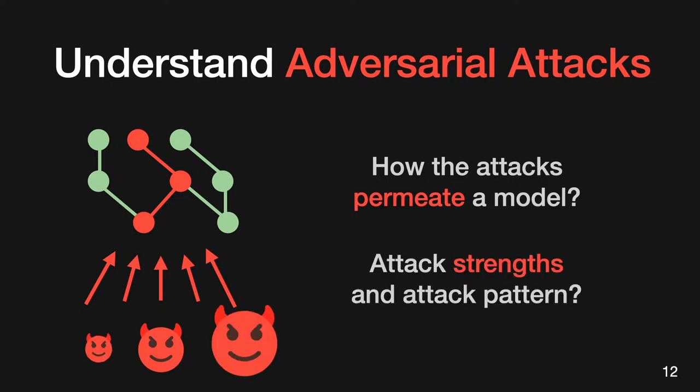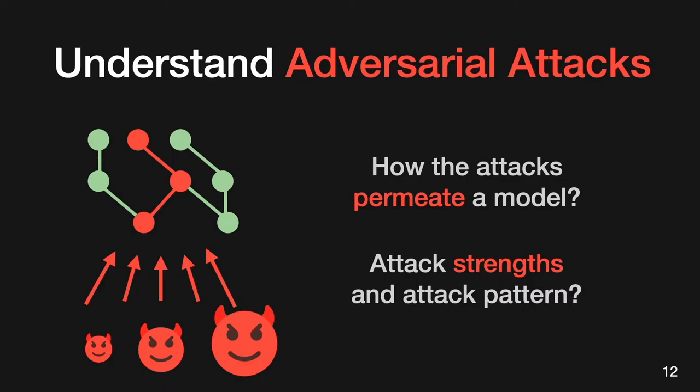Also, for a better understanding about adversarial attacks, it would be worthwhile to examine if and how an attack strength changes how the model produces incorrect predictions. For example, it would be useful to know if a stronger attack exploits the same neurons as a weaker attack does, or if those sets are completely different.